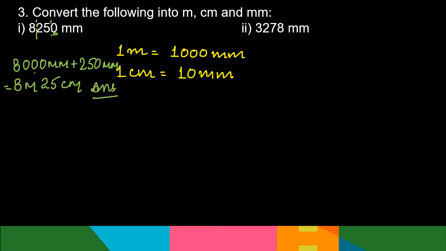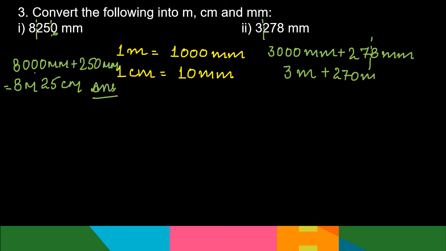In the second part we have 3278 millimeter. So break this number now from thousands place. We have 3. We can write it as 3000 millimeter plus 278 millimeter. 3000 millimeter means 3 meter plus. Now we have to again expand this 278. So it will be expanded as 270 millimeter plus 8 millimeter.